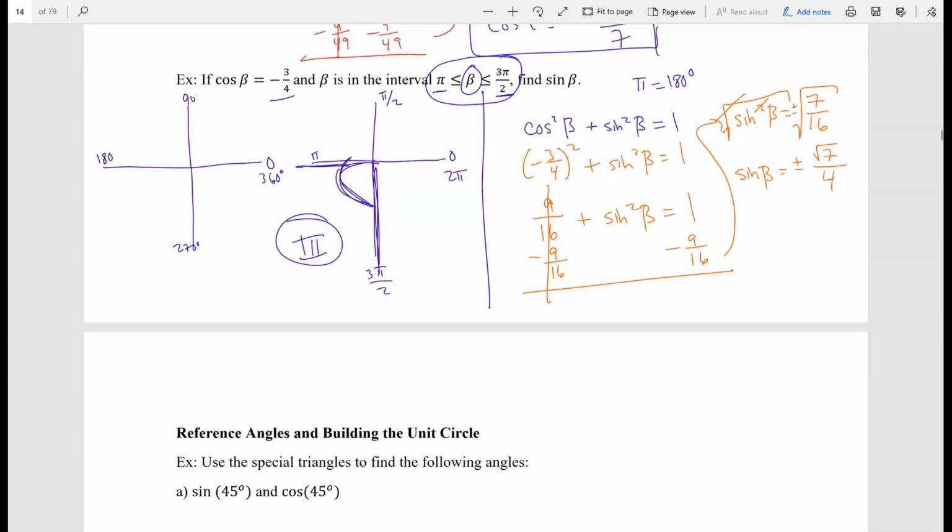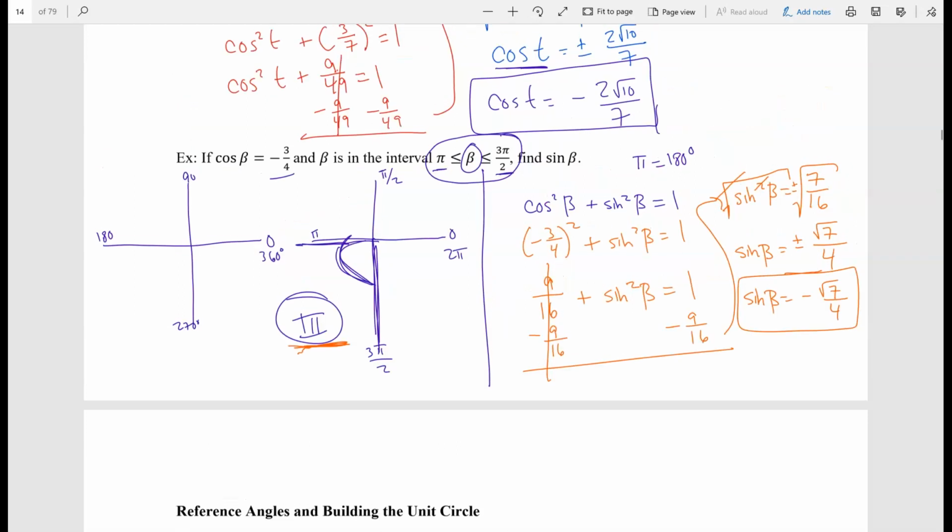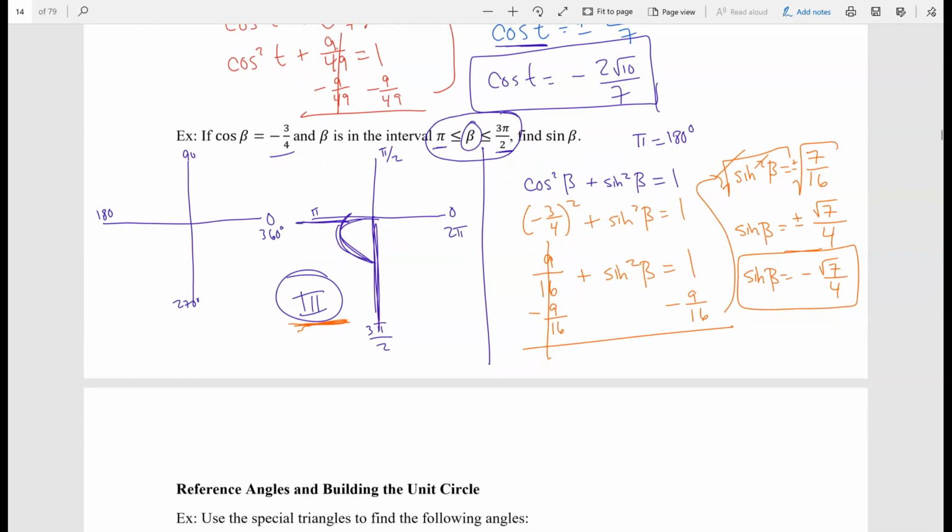Now in this case, in quadrant 3, remember that tangent is the only one that's positive. So here, the sine has to be negative. Sine of beta equals negative square root of 7 over 4. Okay, and that is my answer. All right, so not a lot of too heavy stuff, but there's a lot more algebra now.